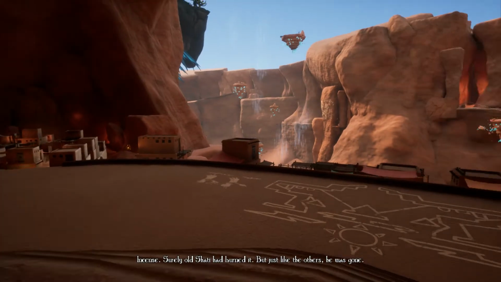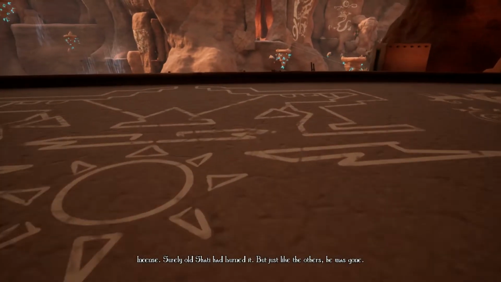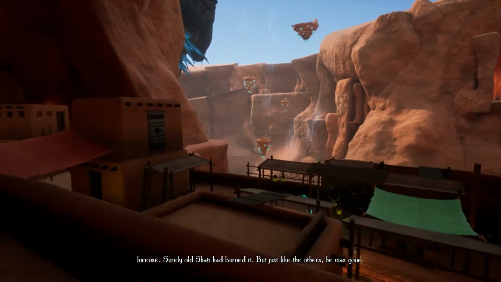Incense. Surely old Shati had burned it, but just like the others, he was gone.